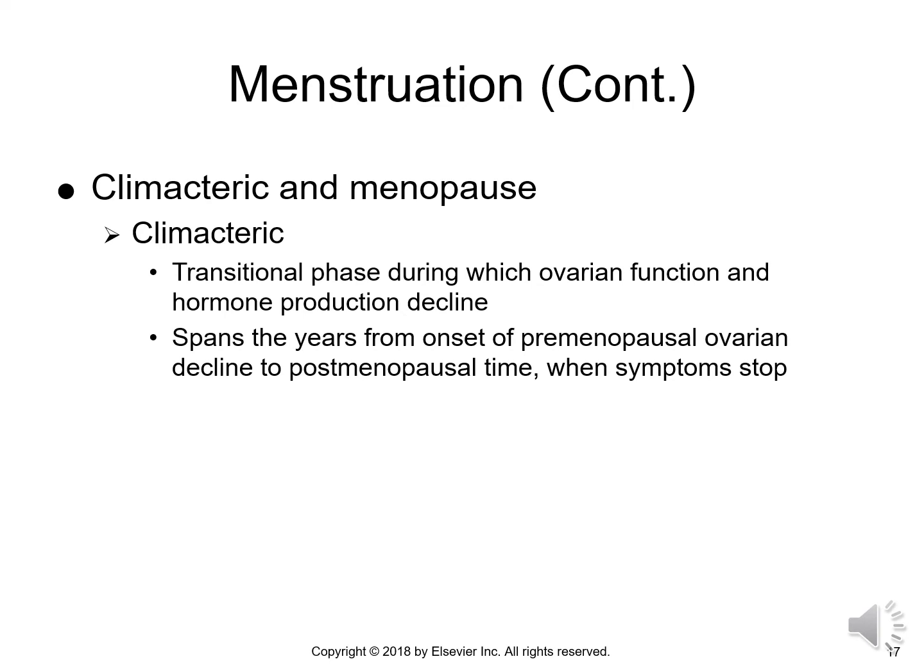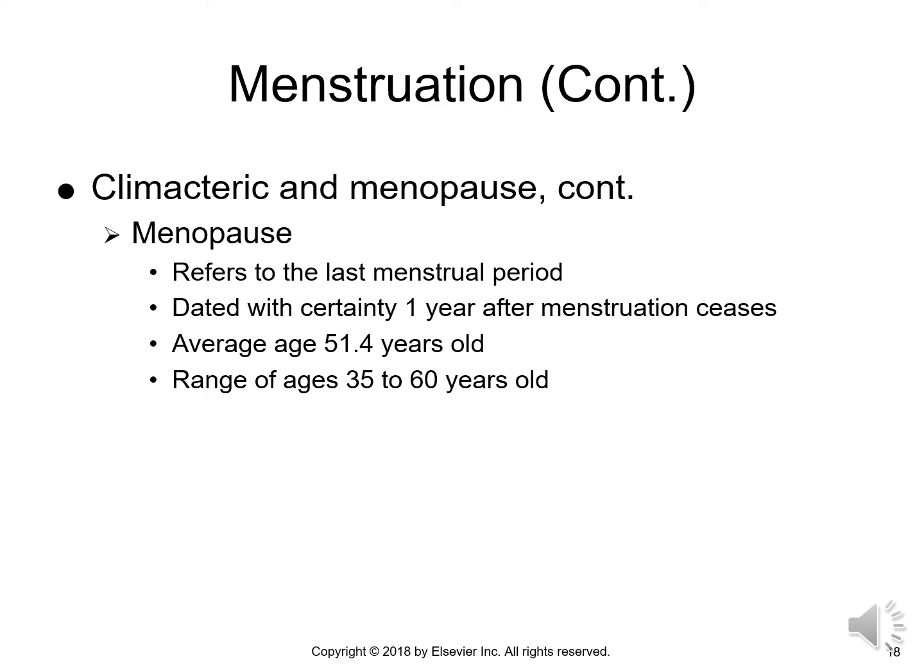Climacteric is the transitional phase during which ovarian function and hormone production decline. It spans the years from onset of premenopausal ovarian decline to postmenopausal time, when your symptoms stop. And menopause refers to the last menstrual period you will have, dated with certainty 1 year after menstruation ceases. The average age is 51.4 years old, and the ages range actually from 35 to 60 years old. You can go into menopause.